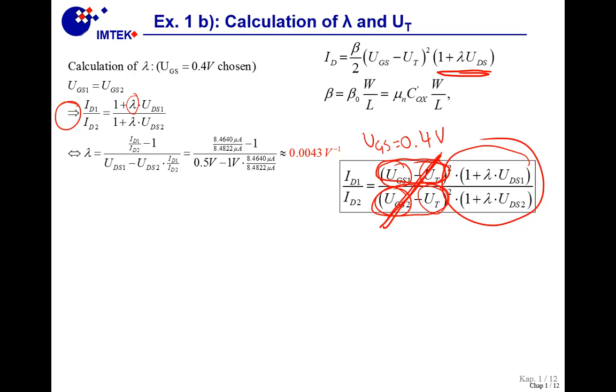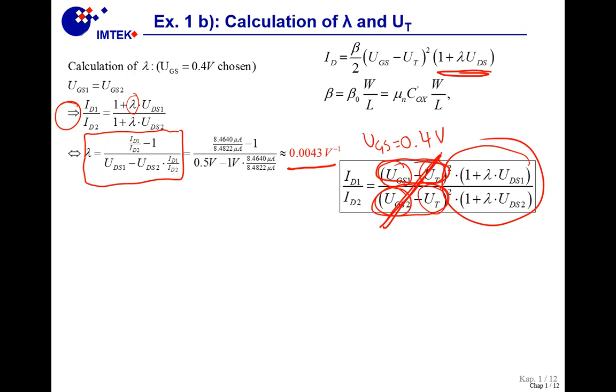If you do some mathematical manipulation of the equations, then you end up with your lambda formula, which is going to be this one here. And then after that, you can just plug in the values that were provided to you. And then you end up with a lambda equal to 0.0043 volts to the minus 1. All right?